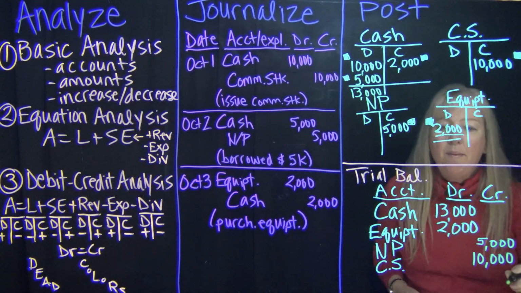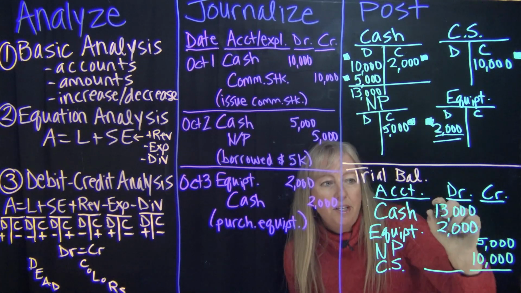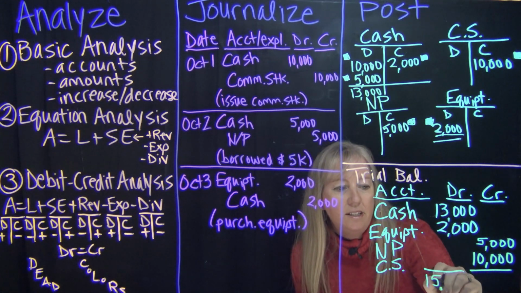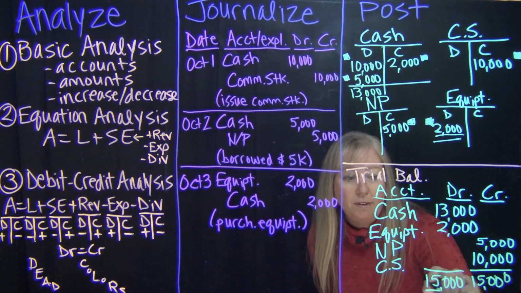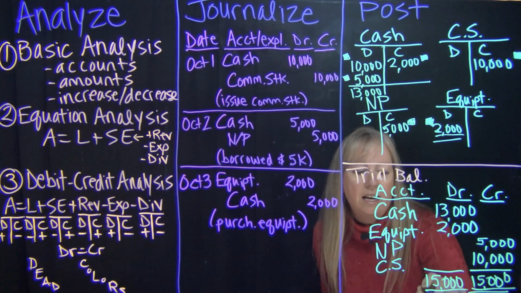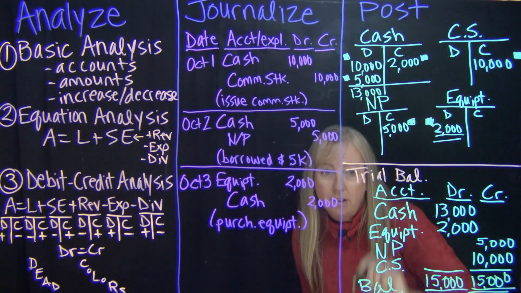And now I'm going to add up my debit column and my credit column, and I'm hoping that they're going to balance. 13 plus 2 is 15,000. 5 plus 10 is 15,000. And yay, they balance. 15,000 equals 15,000. Debits equal credits. And that balance is why we call this the trial balance.